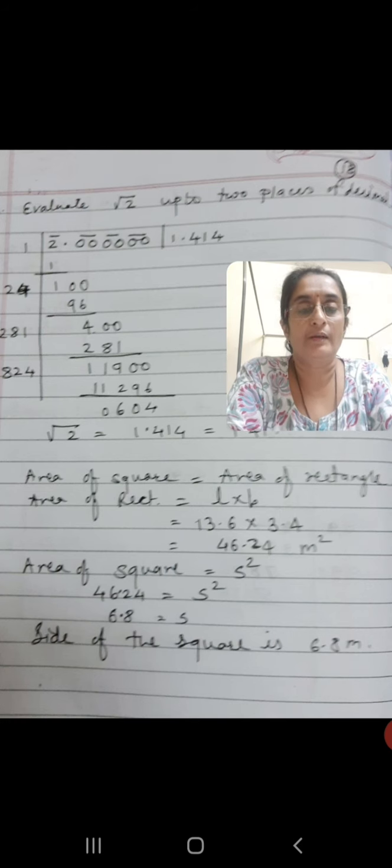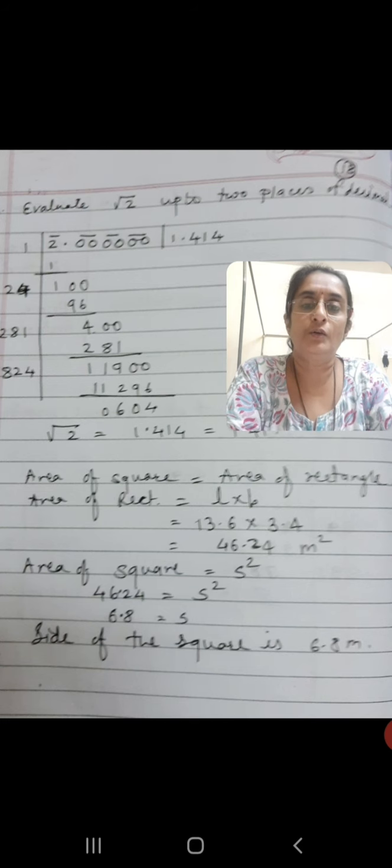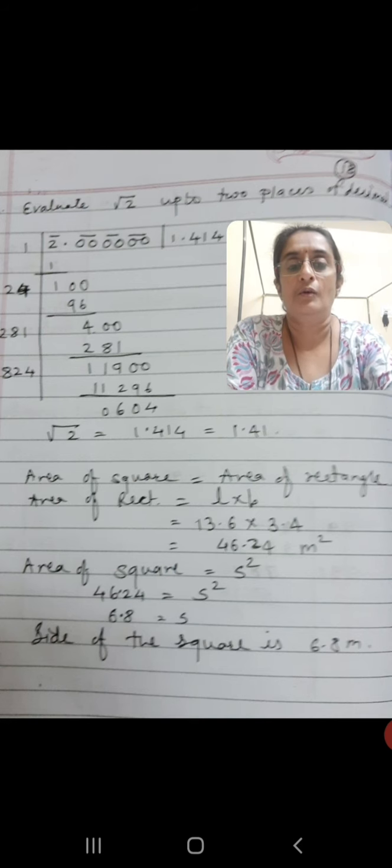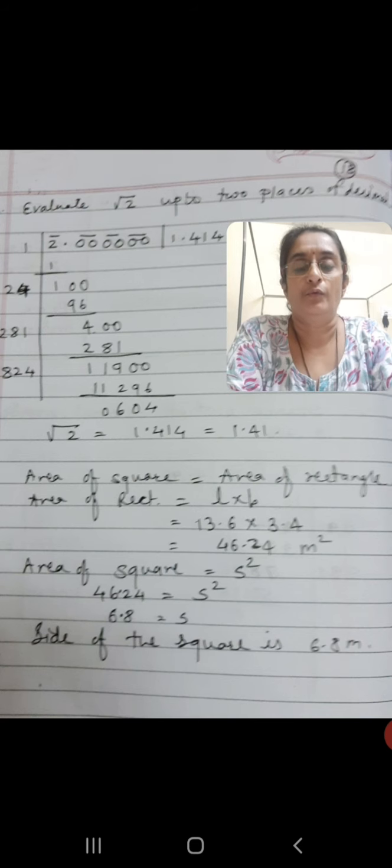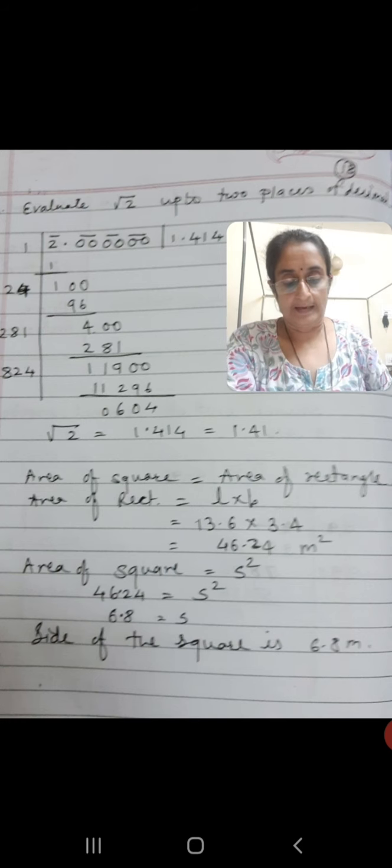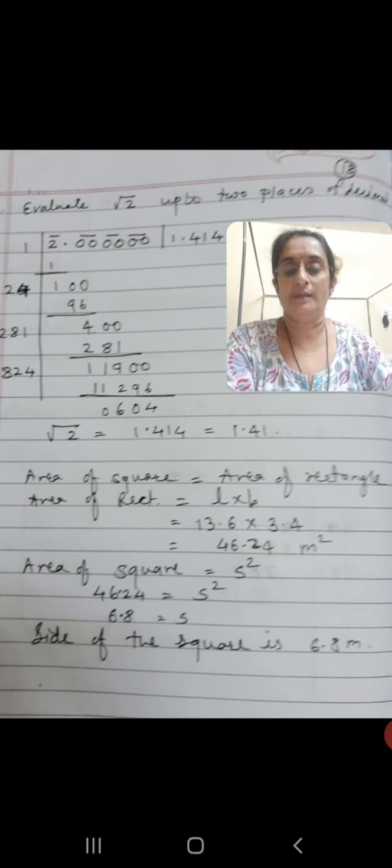If it is told to find 3 places, then one more calculation you have to do. Here only 2 places are told. So I have done till 3 places. You have to round that number to 1.41. So root 2's value is approximately 1.41. Understood? We'll go to the next sum, that is the fifth one.